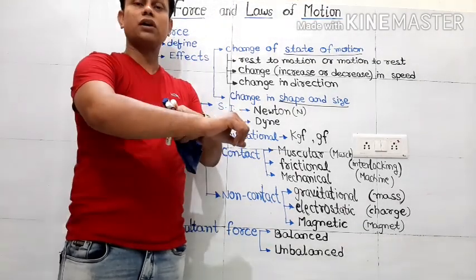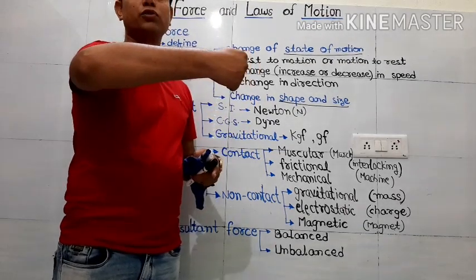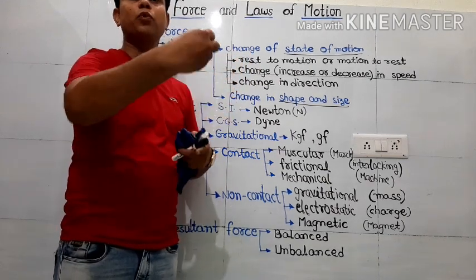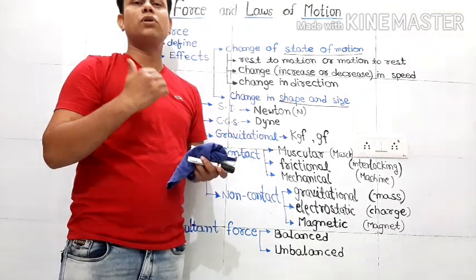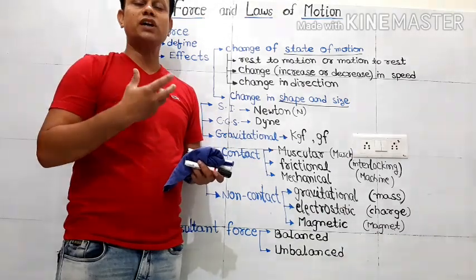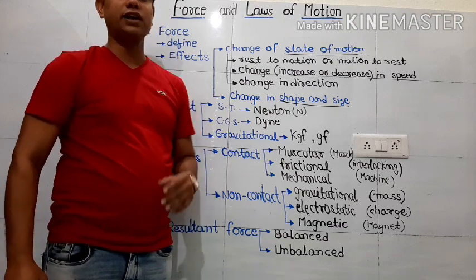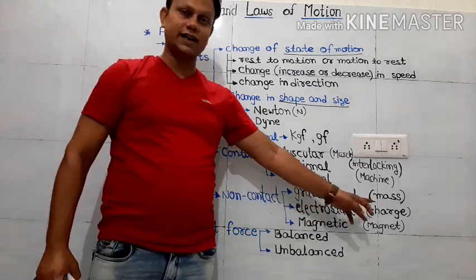Sometimes you bring your hand close to the screen of your television, and you will see that the hairs on your hand are being pulled. That is an example of the presence of charge. So wherever a force is there due to charge, we call it electrostatic force. So this is the electrostatic force.